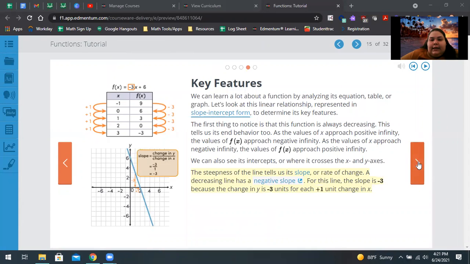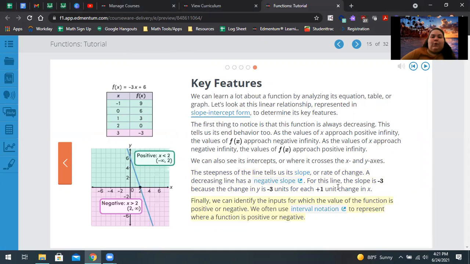And then let's go ahead and take a look at the next one: when is a function positive and when is it negative? So again, like I said, the graph is a lot nicer. The x-axis is kind of like that borderline. Anything above the x-axis is considered positive. Anything below is considered negative.